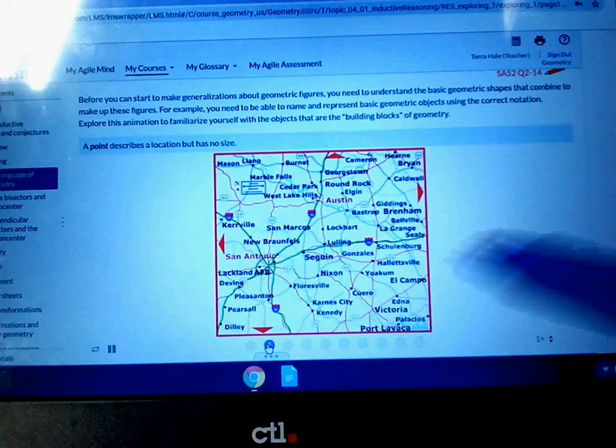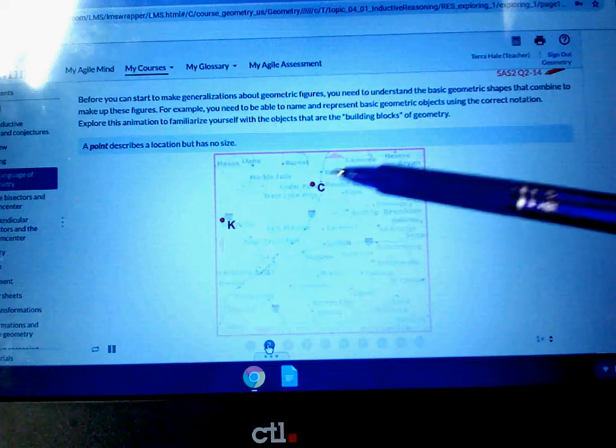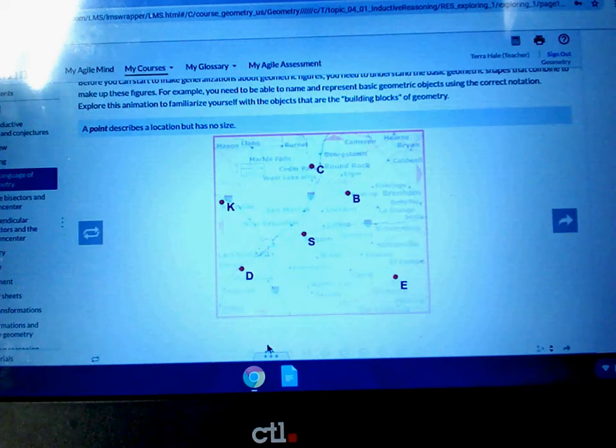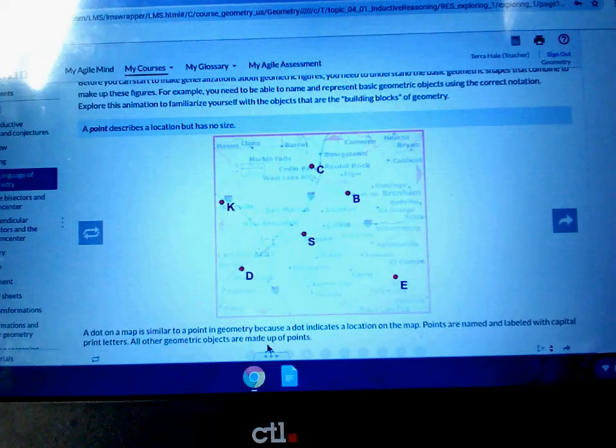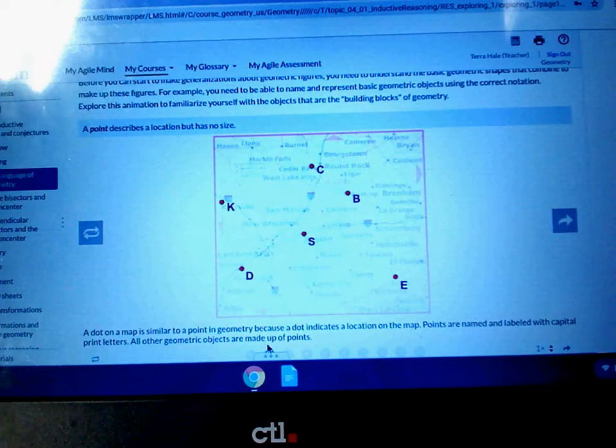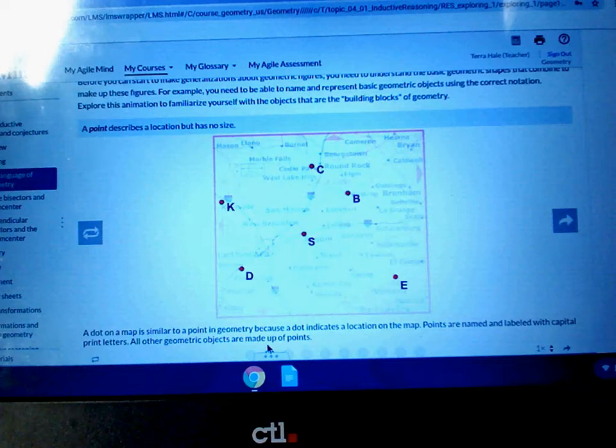Okay, so a point, it is on your notes. A point has location, but it has no size. When we are going to name a point, it is important that you label them with capital print letters. So no lowercase and no scripting here. They are capital print letters.